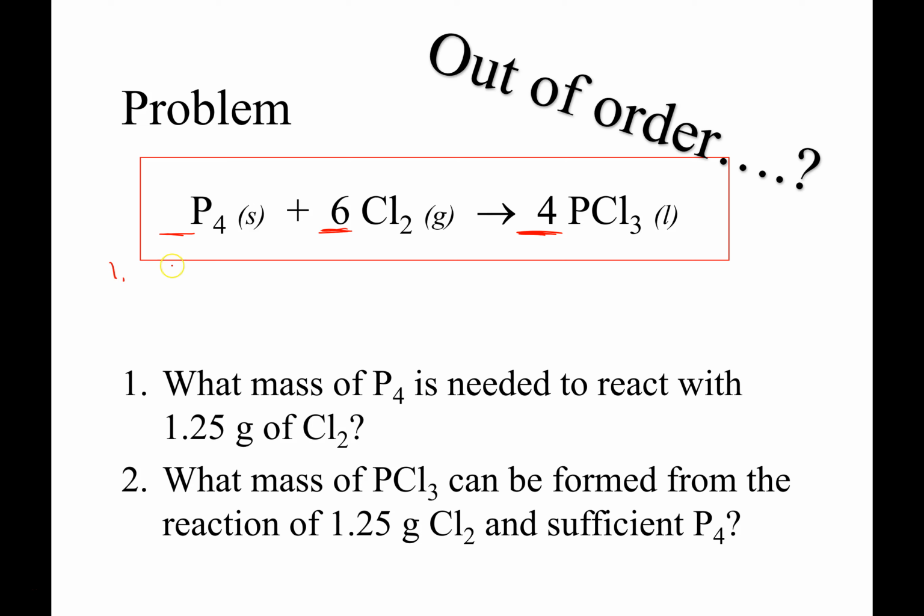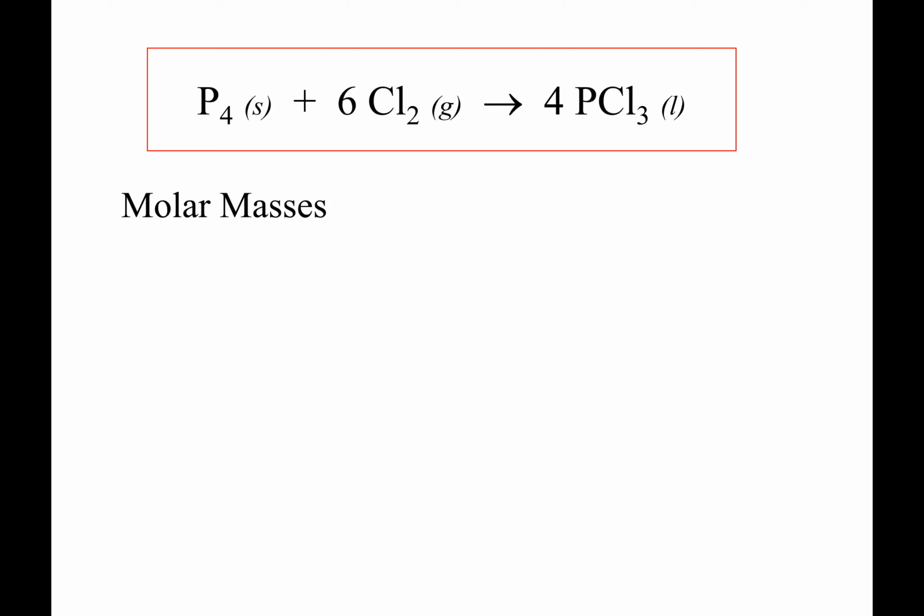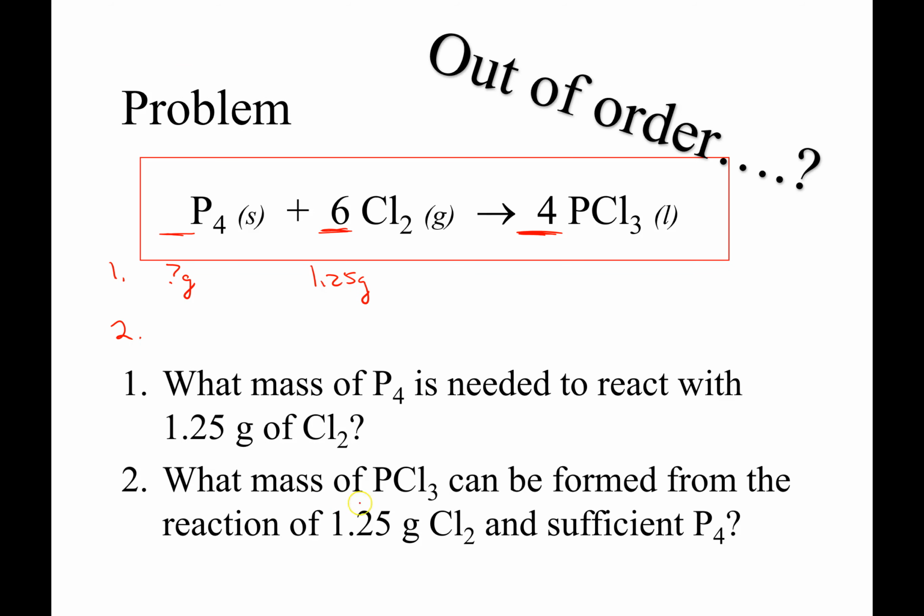What mass of P4, question mark grams under the P4, is needed to react with 1.25 grams of Cl2? The second problem says, what mass of PCl3 can be formed? Underneath my PCl3, I'm going to put question mark grams, and be formed from 1.25 grams of Cl2. I'll put that under my Cl2. And notice that it's sufficient. Again, what does sufficient mean in this case?